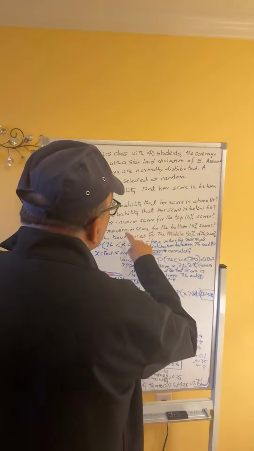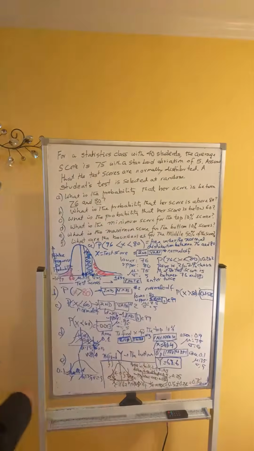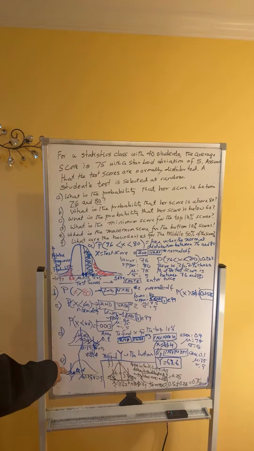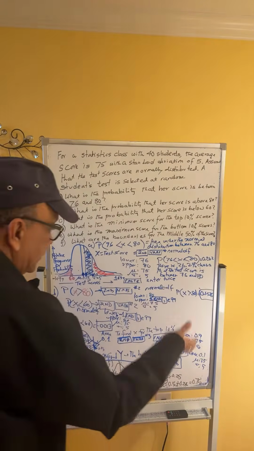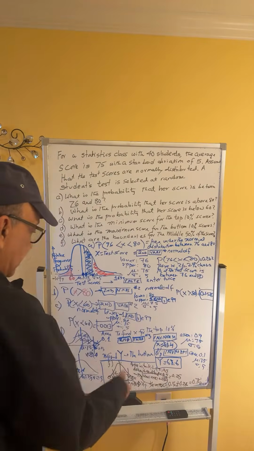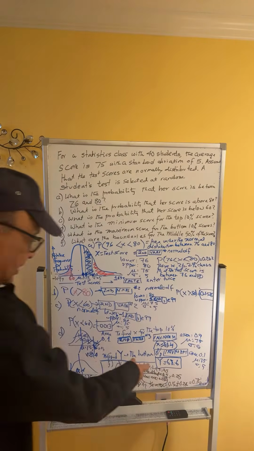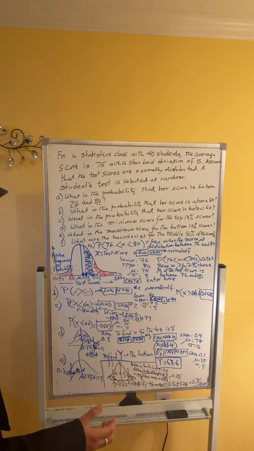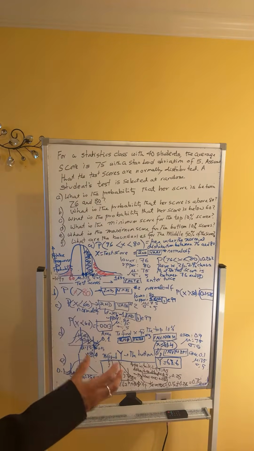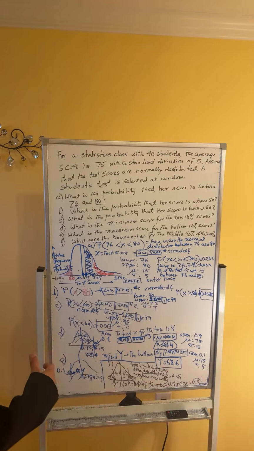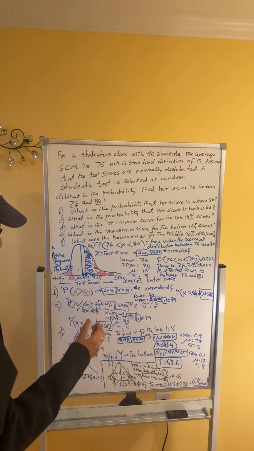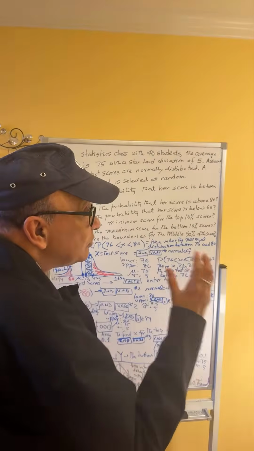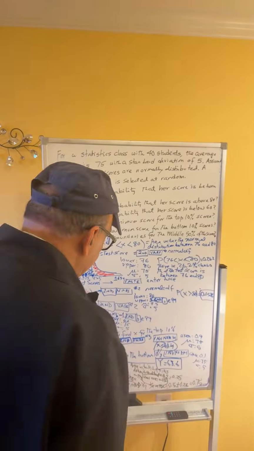Then what is the maximum score for the bottom 10%? Bottom 10% means area on the left tail is 0.1. So second VARS 3, area is 0.1 and mean and standard deviation remain the same, and that is 68.6. Anybody scoring less than 68.6 is in the bottom 10%. Okay. So remember, always the area on the left of the unknown x is what you have to plug into second VARS 3, or invNorm.